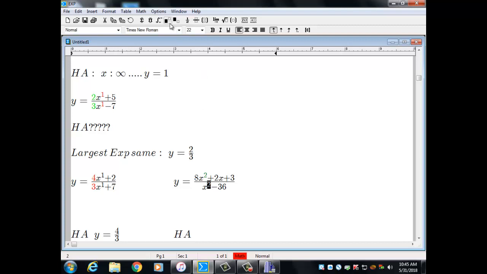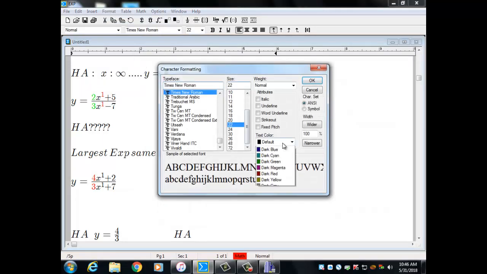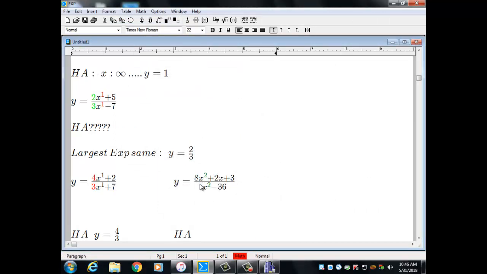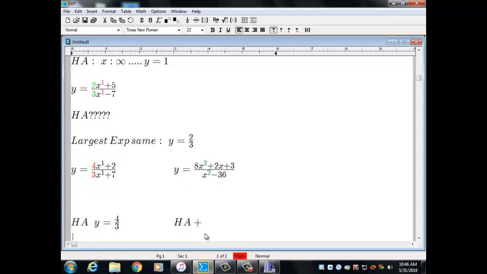So we're looking at the exponents. Now, the fact that this one has an x doesn't matter. The fact that this one has an x doesn't matter. It is the biggest exponent, Leslie. Right? So find the biggest exponent, and that's the one you're concerned with. If they're both the same, then you look at the numbers in front. So this one would be y equals 8.